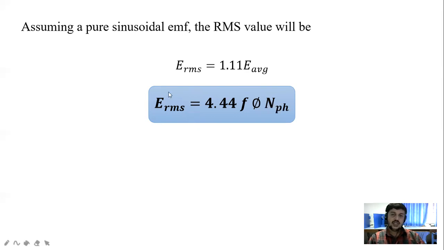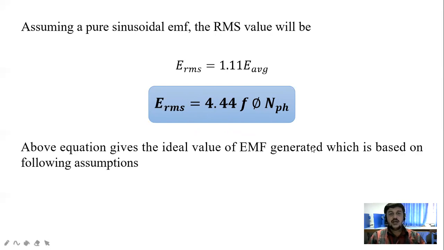So if we substitute this E average value over here, then the RMS value of induced EMF in an alternator is given by E RMS equals 4 into 1.11 into phi into F into Nph, or that is equal to 4.44 into F into phi into Nph. So this would be the magnitude of induced EMF in the armature winding of the alternator.